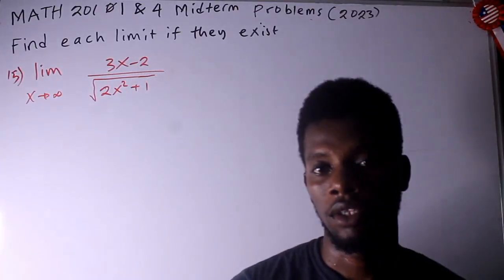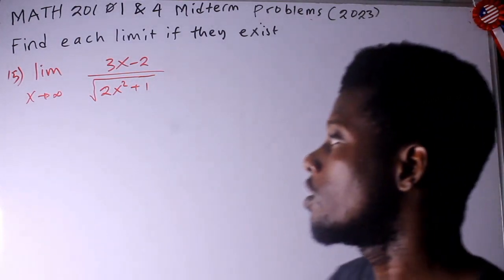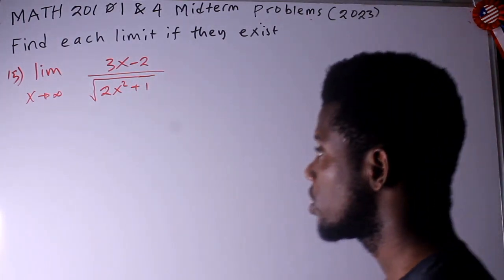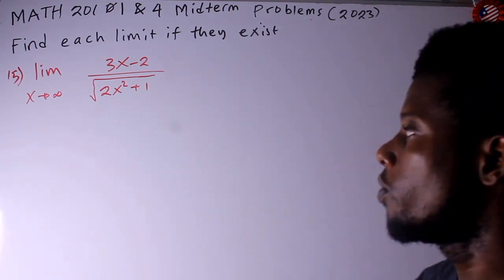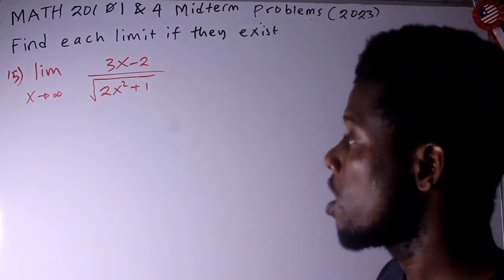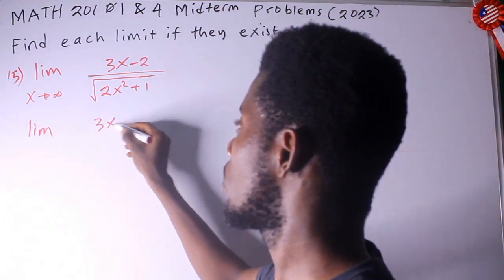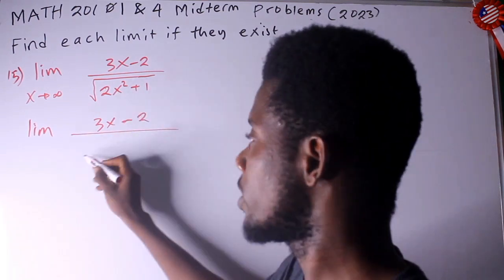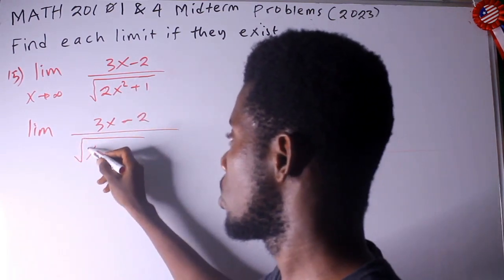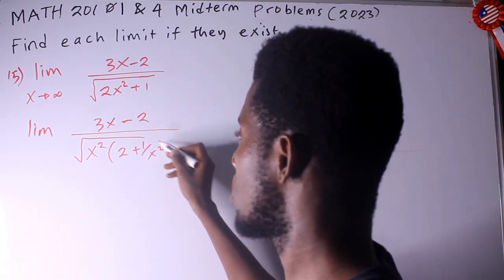Alright. Thank you for coming back to this channel. We are going to be solving question number 15. The limit of 3x minus 2 all divided by the square root of 2x squared plus 1. Now, factor out an x squared from the denominator. I will have 2 plus 1 over x squared.